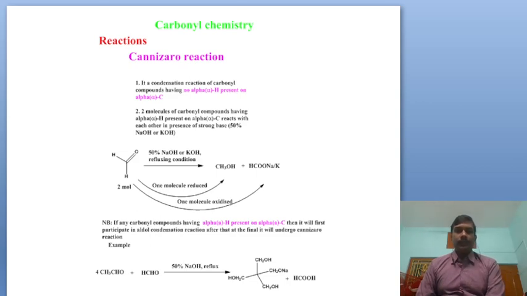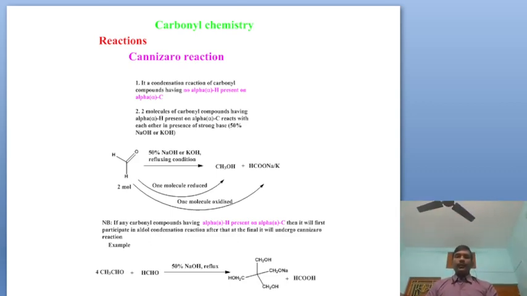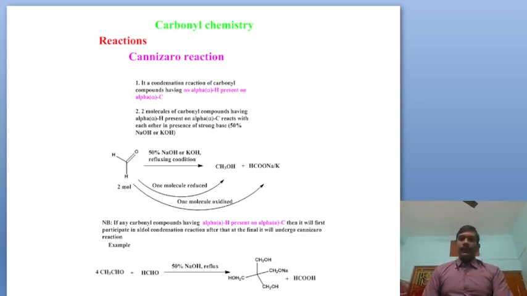Next we come to the Cannizzaro reaction. This is a special type of condensation reaction. Here more concentrated NaOH, that is 50% NaOH or KOH, is used under refluxing conditions. The feature of the carbonyl compound here is that it does not contain any alpha hydrogen. There can be an alpha carbon, but there should not be any alpha hydrogen there. The first example is formaldehyde.